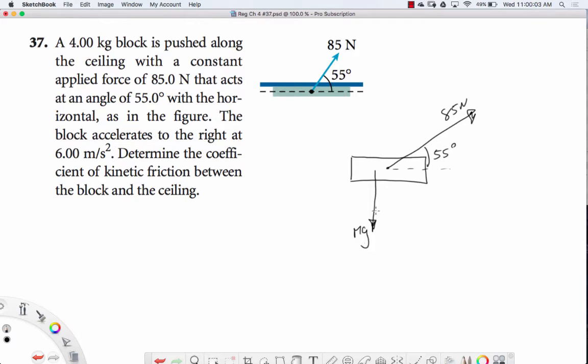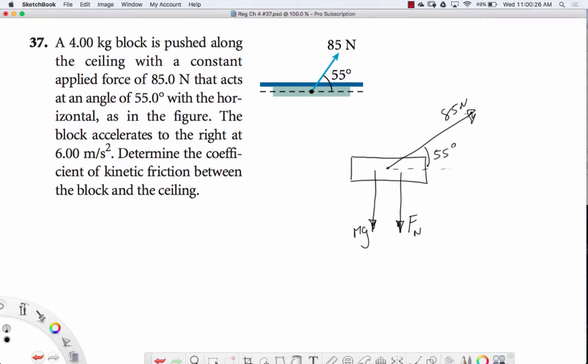Normal force. Now typically we've said normal force points up, and why is that? Well, usually, which way does the force of a surface act? Up, right? But here, if you're pushing the block into the ceiling, the normal force is going to point down and perpendicular to the ceiling. So normal force is like that.